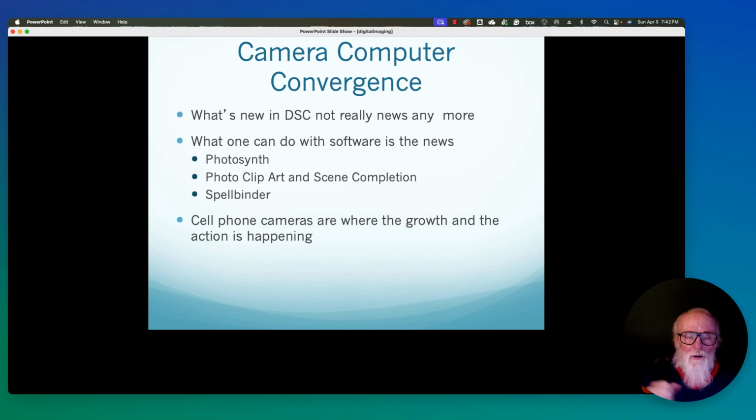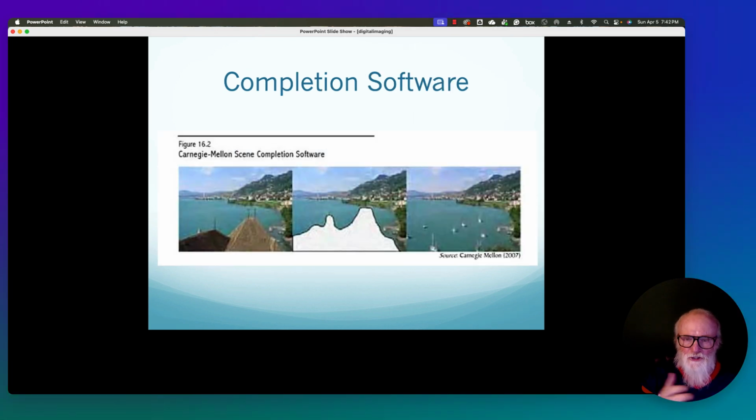And so the bottom line here is that the cell phone cameras are where the growth and the action is happening. There's no question about it. Okay. This just shows you a couple of examples of what you can do. You can do this now without any special software, but this one was from scene completion software, where you had the scene and you had something in it you didn't like, so you could pull it out and make it look like it does on the right-hand side. But that goes way back. You can see that picture was actually taken in 2007. So it goes way back.